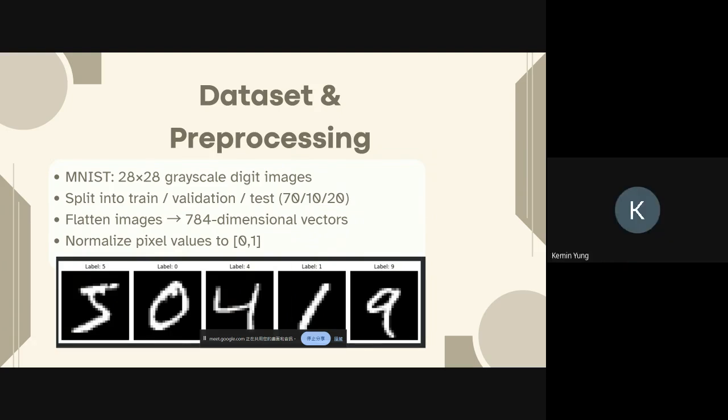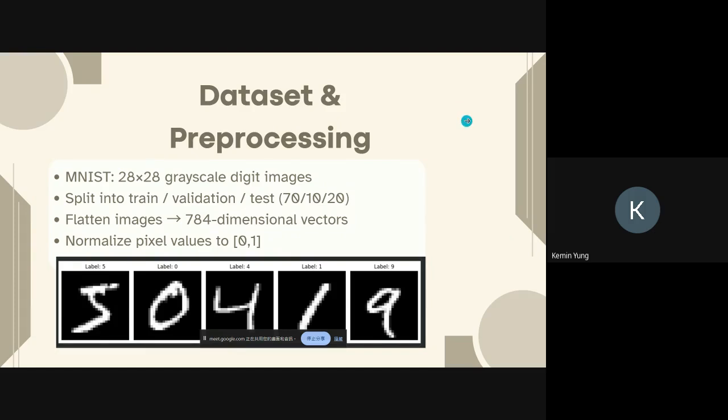Go ahead. Okay, so MNIST consists of 28 by 28 grayscale images of handwritten digits. In preprocessing, I perform two key steps. First, I flatten each image into a 784 dimensional vector. This is because we use an MLP, which requires vector input. And second, I normalize pixel values by dividing by 255 so that all inputs fall within a range of 0 to 1. This helps stabilize training and improves convergence.